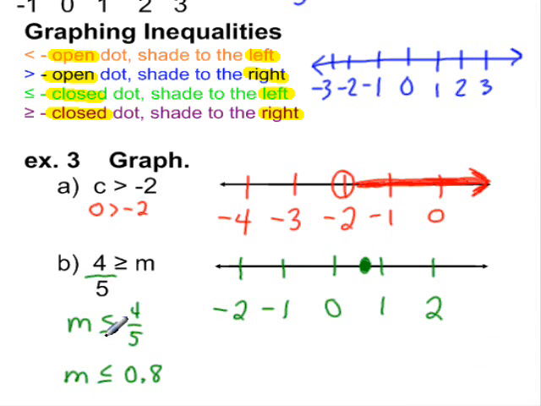And since it's less than, that means that we're shading on the left side. So we'll make our dark arrow here on the left side. And so all the solutions for this inequality are going to be less than 0.8. And since this is closed in, that also means that 0.8 is a solution. I could plug in a 0.8 right here for m and still have a true statement.